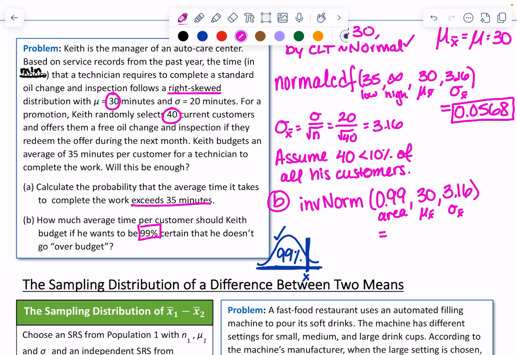So we go and fill that in, and we get a lovely 37.4 minutes on average per customer. If he does 37.4 minutes, he is 99% sure that he will not go over budget.